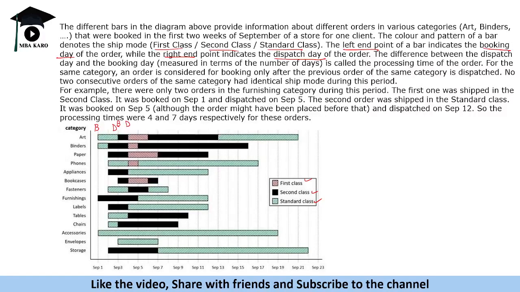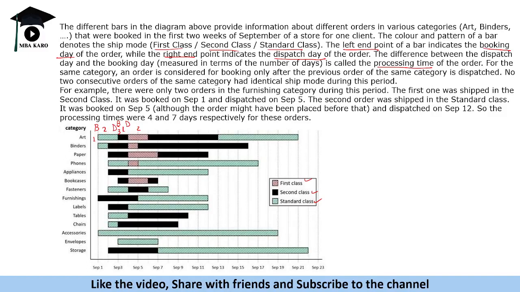So they have given that the difference between the dispatch day and the booking day is called the processing time. Okay, so if this is booked on 1st and dispatched on 3rd, it has a processing time of 2 days. This has a processing time of 1 day. This has a processing time of 2 days, and so on. So that's what they have given in the graph.